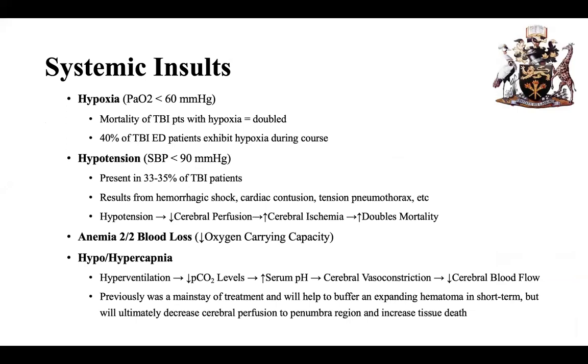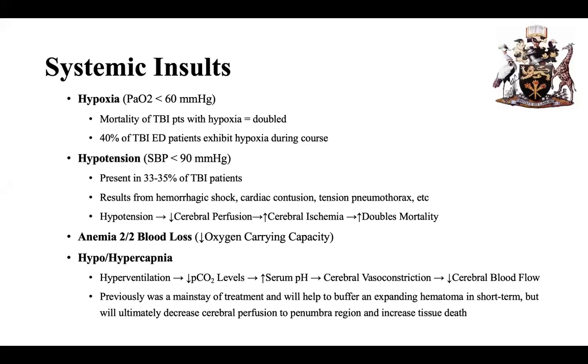Remember that no matter what type of injury comes, whether it is head injury, abdominal injury, or an orthopedic injury, the ABCs of trauma, airway, breathing, circulation, are never ignored. Hypotension is initially when the systolic blood pressure is normally below 90. Especially in severe head injury, it's common in a third to a half of the patients, and it results from hemorrhagic shock.